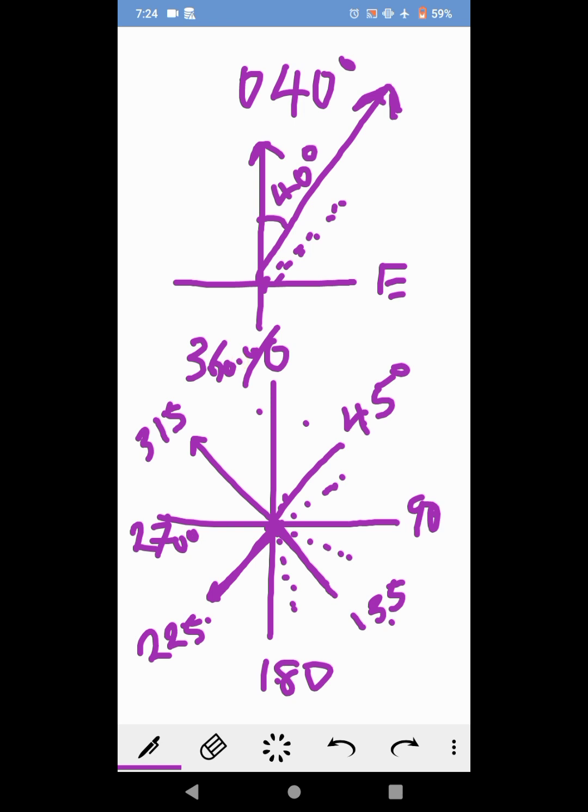All right, so in our next lesson we shall look at how to find the bearing between 2 points using this concept.